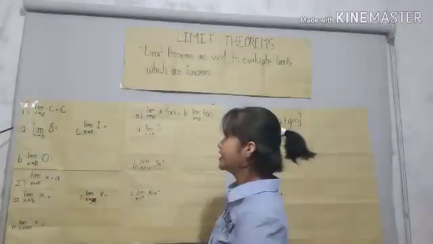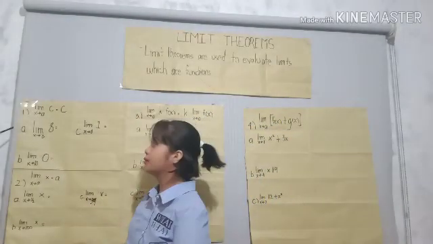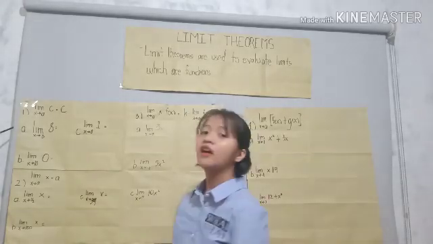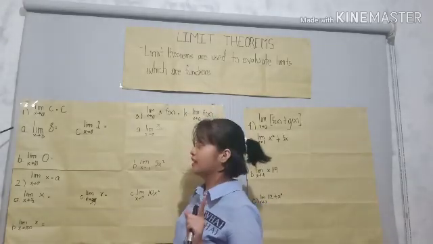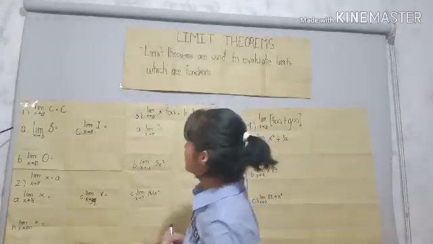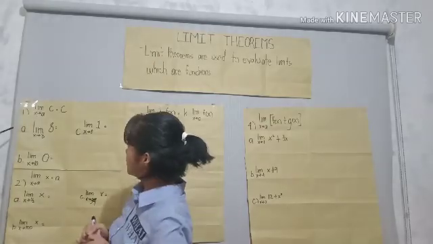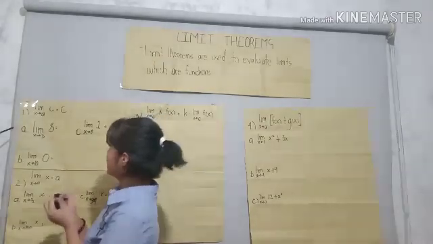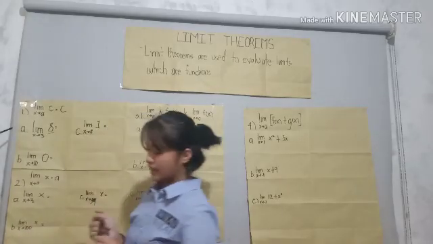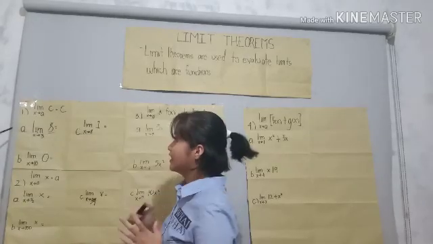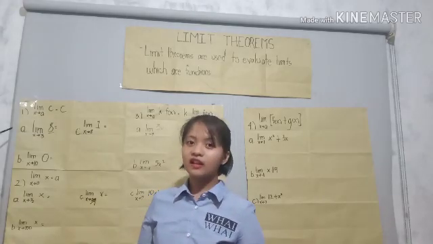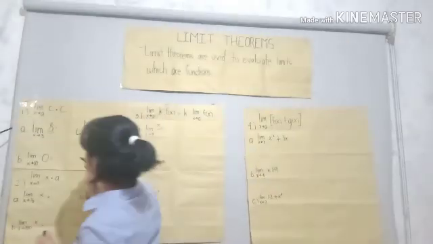The first example for the first theorem is the limit of 8 as x approaches 3. The first thing you need to do in this theorem is identify what the constant is. In this problem, the constant is the number 8. As stated, the limit of a constant as x approaches a is equal to the constant. So the answer here is 8.